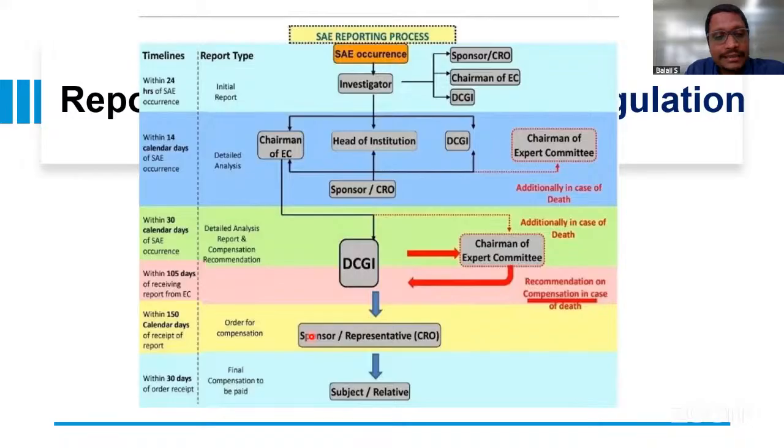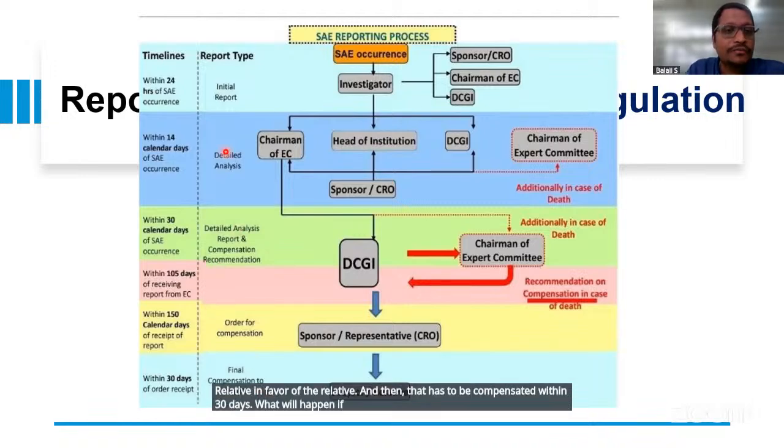Then from that day onwards, within 30 days, it is the responsibility of the sponsor to issue the payment check in favor of the subject. If the subject is not alive, it is in favor of the relative, and that has to be compensated within 30 days.